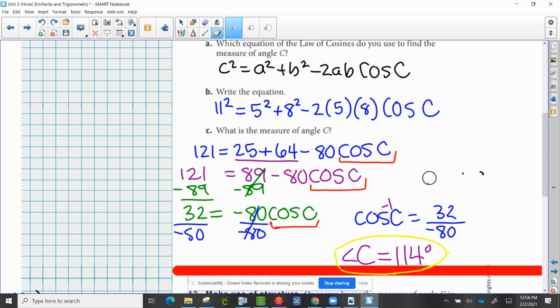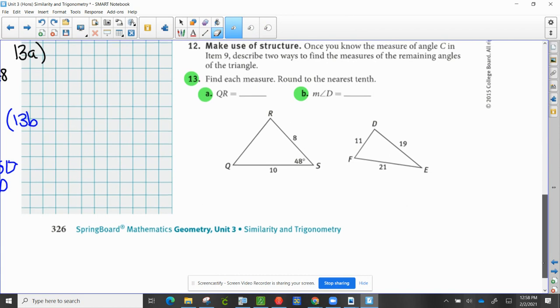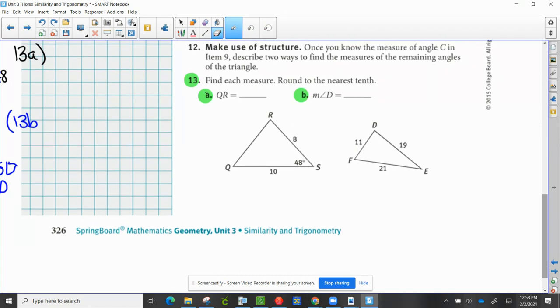I'm going to erase this so we don't get confused. I'm going to have you try two problems on the bottom. In 13A, they want you to find QR. I want you to find this missing length. What I would do is relabel this triangle here. So we have side little s, side little r, and side little q.